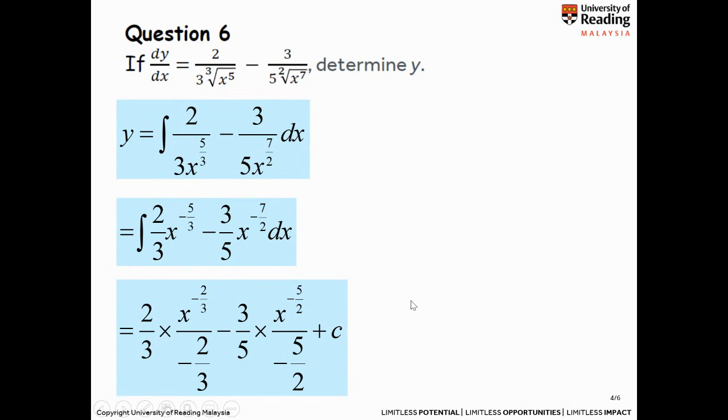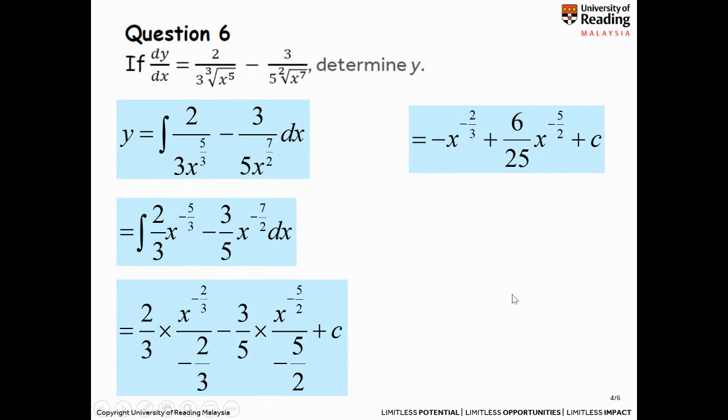The next step, you have to simplify the complex fraction. So for the first term, minus 1 over 3 divided by minus 2 over 3, you should just get minus x to the power minus 2 over 3. And then for the second term, minus 3 over 5 divided by minus 5 over 2. So minus divided by minus, you shall get a plus. Then you may use a calculator to do the calculation of 3 over 5 divided by 5 over 2. You check, your answer should be 6 over 25. So the power remains the same.